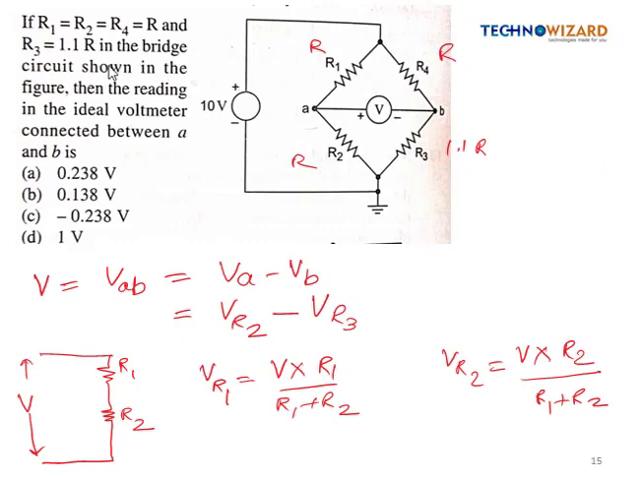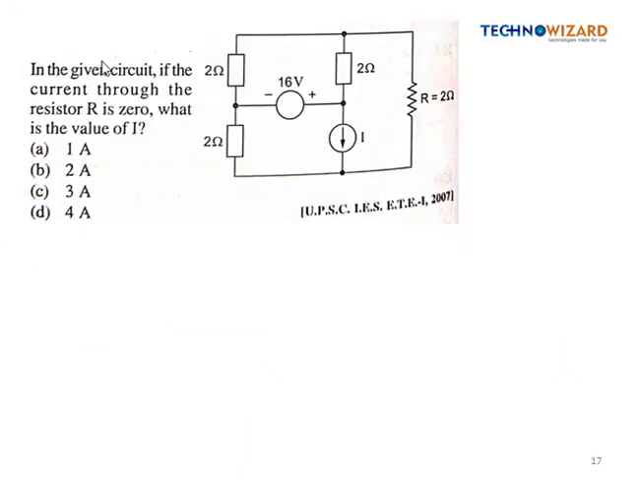So see the option. So option C is correct, right? So for this question, C option is correct. Let's see the next question. Okay, so this is our next question. In the given circuit, if the current through the resistor R is 0, what is the value of current I?